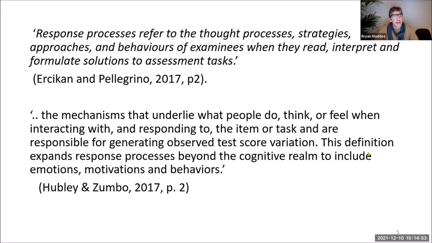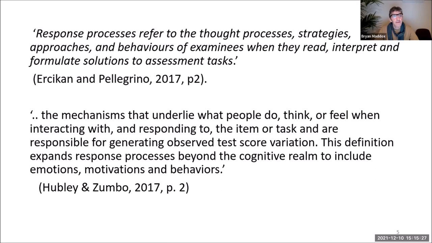But if we go on to the second definition by Hubley and Zumbo, Bruno, who's here: the mechanisms that underlie what people do, think or feel when interacting with and responding to the item or task and are responsible for generating observed test score variation. This definition expands response processes beyond the cognitive realm to include emotions, motivations, and behaviors. So already with this definition, we're getting a sense that things are actually more complex.